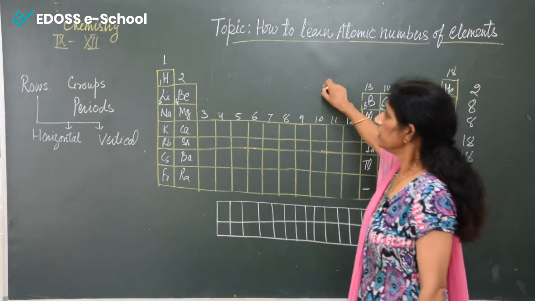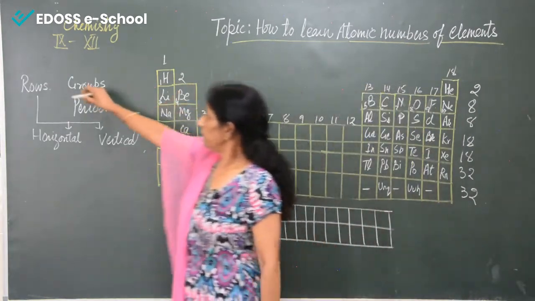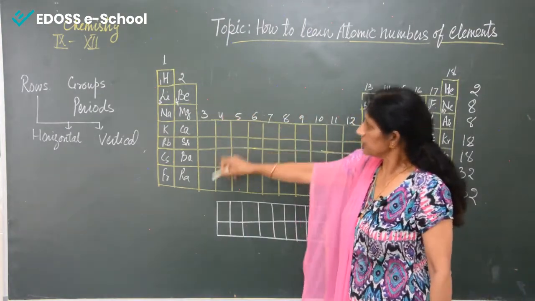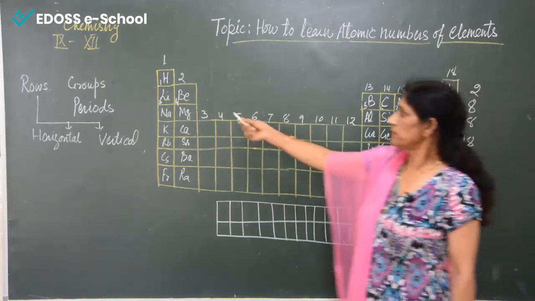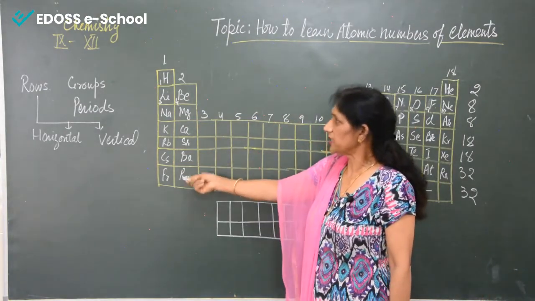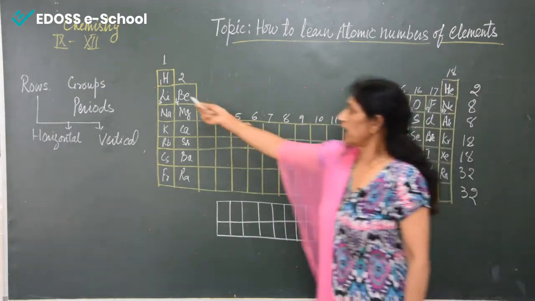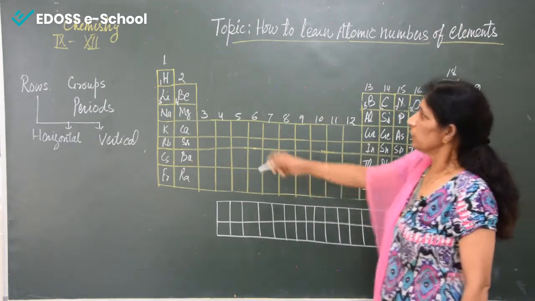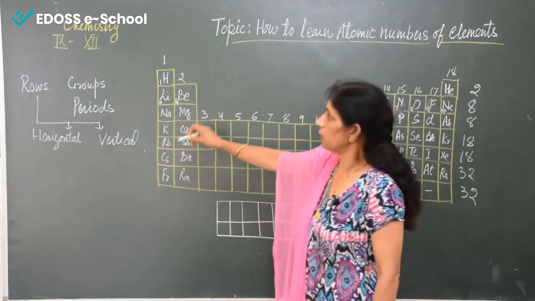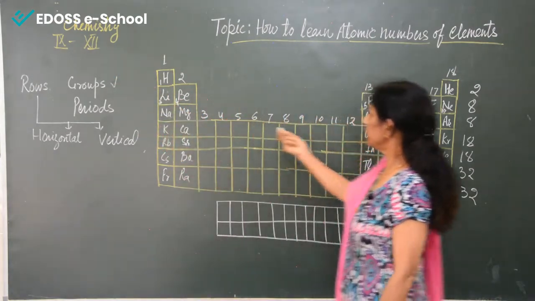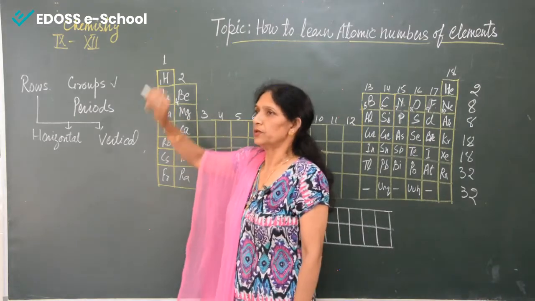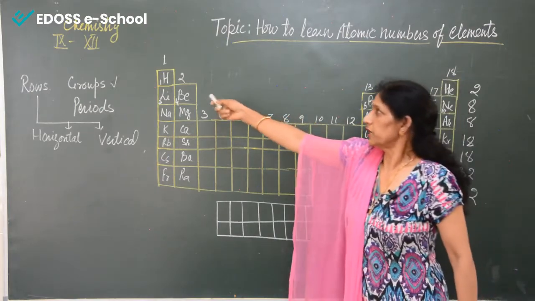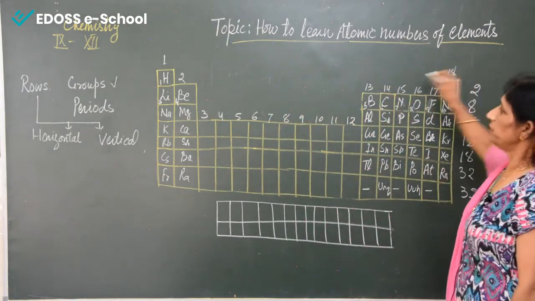Now see here, this is the periodic table. In this periodic table we are seeing some columns and some rows, some horizontal and some vertical. These vertical rows are known as groups and these horizontal rows are known as periods. So here we have a total of 18 groups.